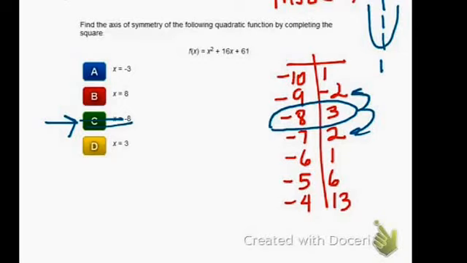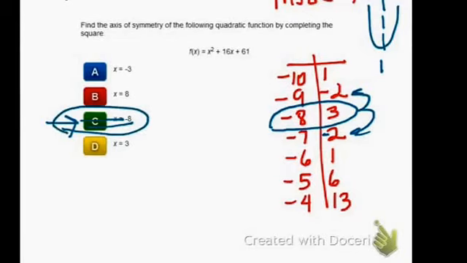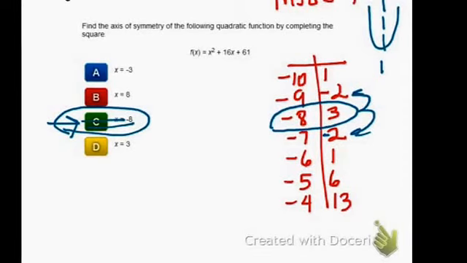If you continue with your table, actually it should be negative 8 because that's your negative 2. So that would be your answer. I miswrote the table.